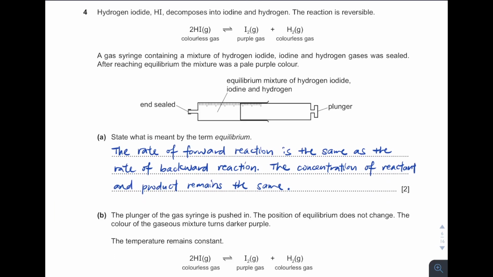How to define the term equilibrium? Remember, the marks allocated for the definition of equilibrium is always 2 marks. In order to get full marks, these are the 2 points that you have to include. First, the rate of forward reaction and rate of backward reaction are both the same. Next, the concentrations of the reactants and products remain unchanged, or remain the same.